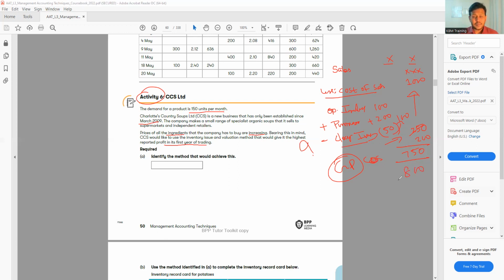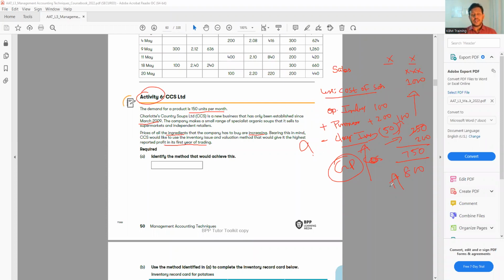So what we understand from here is, if the closing inventory goes up, my profit goes up. Closing inventory is subtracted from the cost of sales, so it reduces our total cost. If the total cost is reduced, my profit will go up. So far, this is our concept. It is very important to understand.